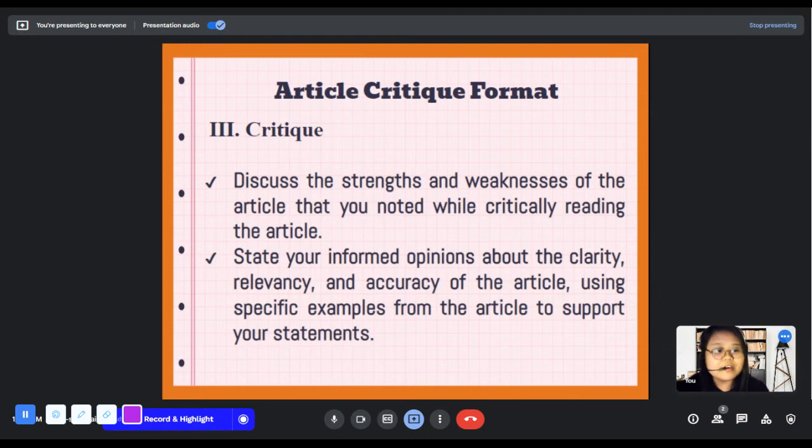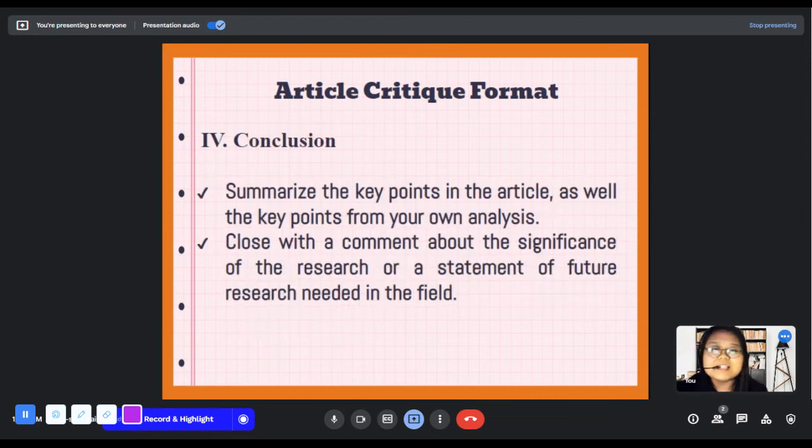And the critique, of course, is the most important part, as we call it article critique. Here, you need to discuss the strengths and weaknesses of the article that you noted. Next, state your informed opinions about the clarity, relevancy, and accuracy of the article. Lastly, we have the conclusion. Summarize the key points in the article as well as the key points from your own analysis. Close it with a comment about the importance or significance of the research, or a statement for future research needed in that field.